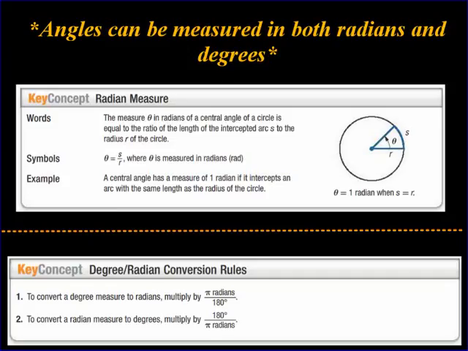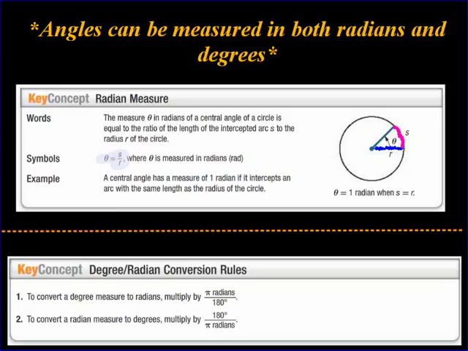And so if you look down here, here's the definition of radian measure. It states the measure theta in radians of a central angle of a circle is equal to the ratio of the length of the intercepted arc S to the radius of the circle. So what I need you to remember here is that theta equals S divided by R, where theta is measured in radians. And if we look at our diagram here, we see that S is the outer part here, and we see that R is the radius. And so how I find a radian is I take the intercepted arc divided by the radius. And we will learn more about this formula when we talk about arc length and area of a sector.